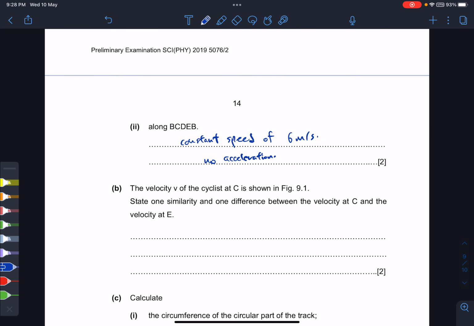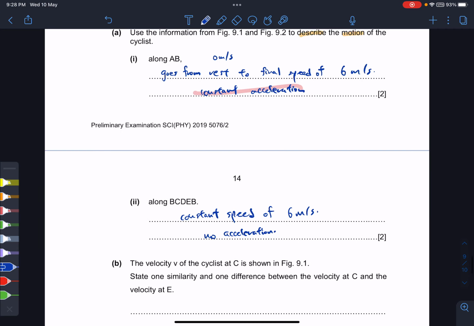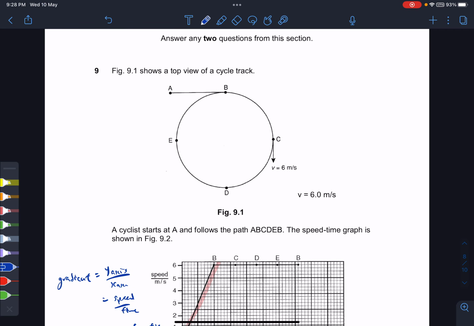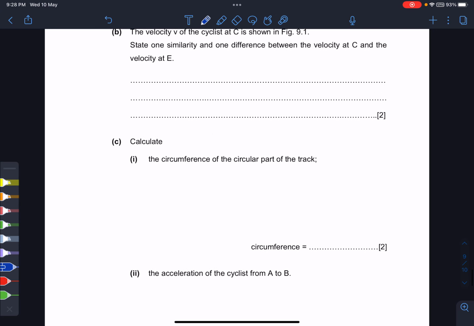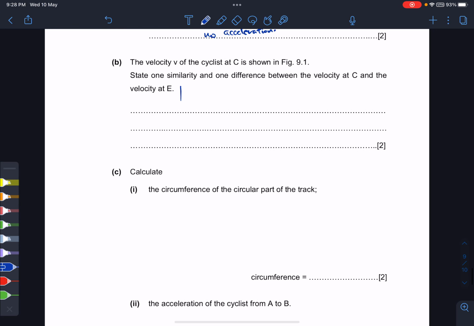They say that a velocity at C is shown. Now they're asking, the velocity at C and the velocity at E, what's the similarity and what's the difference? The similarity is that they have the same magnitude, or the speed itself is the same. But the difference is the different direction.